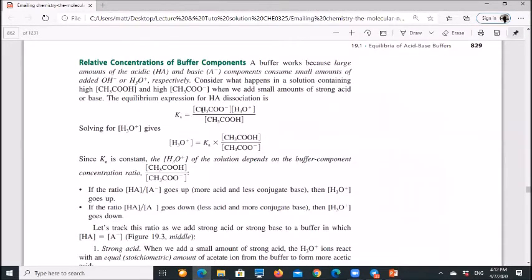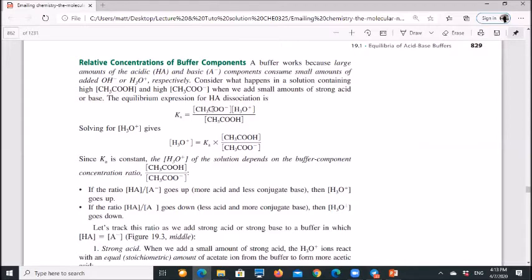Ka equals the concentration of acetate times the hydronium ion concentration, divided by the acetic acid concentration. Ka is constant, of course. What is changing is these three components. Now let's focus on the hydronium ion concentration, because the hydronium ion represents the pH.